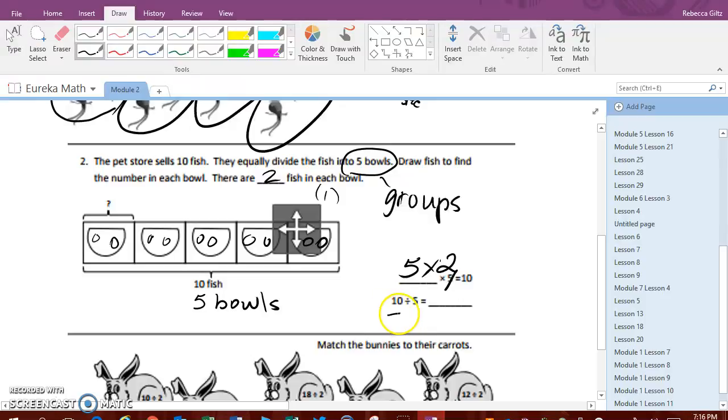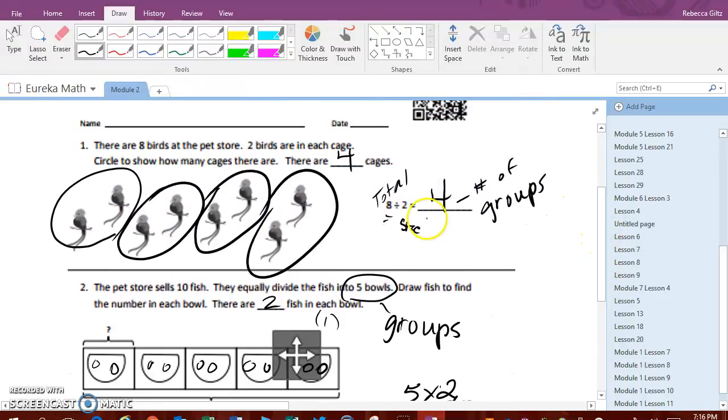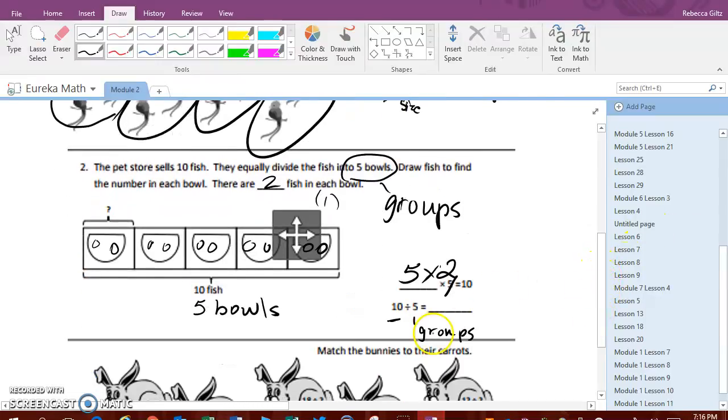Alright, so we had 10 total fish, divided them into 5 groups. So notice on this problem, we're dividing by the number of groups. If you go back up to number 1, we were dividing by the size. So that means our answer is going to tell us how many were in each group, and we know that is 2. Okay, so the way the division problem gets set up is you take that total, you take whatever other number they give you, divide by that, and solve the missing number.